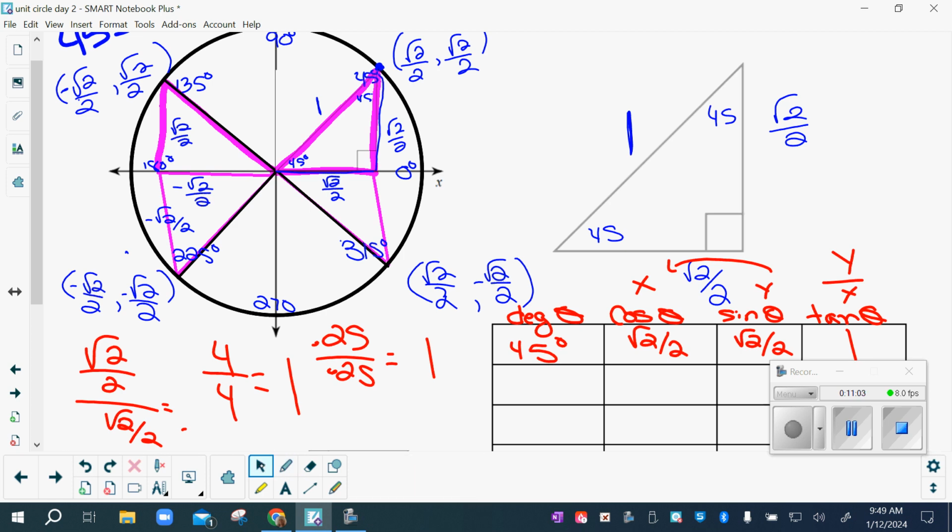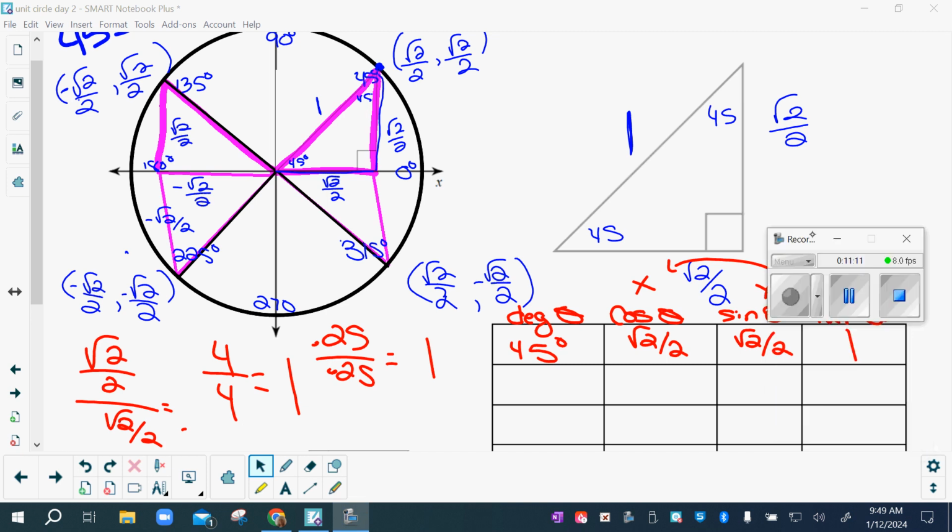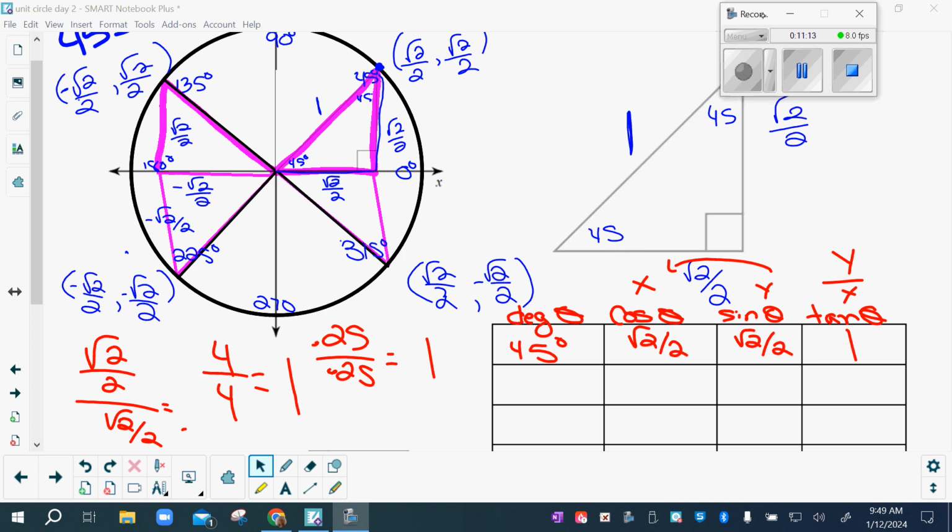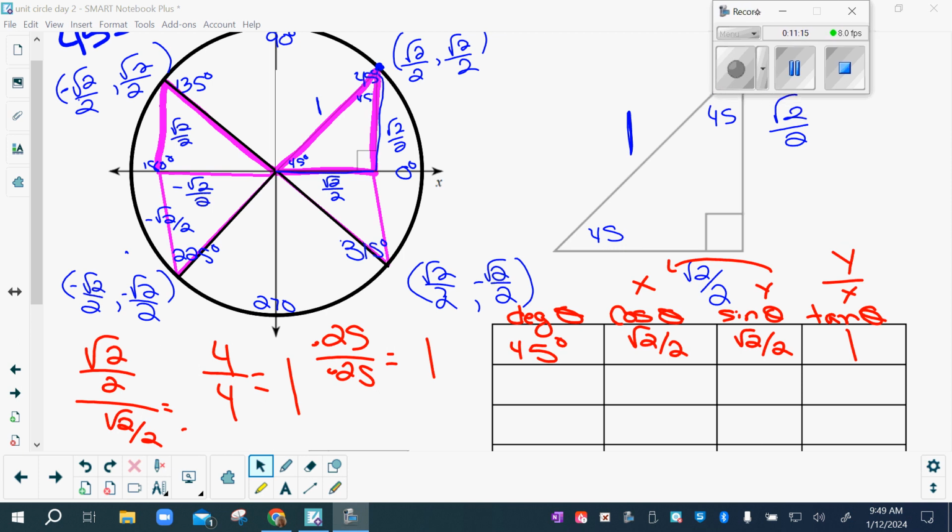Okay, let me move this up. Come here, you. I'm going to put you up there. Okay, so here we go. How about you doing 135 on your own? Are you ready? 135.